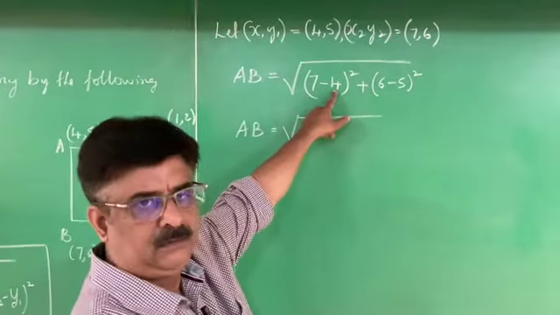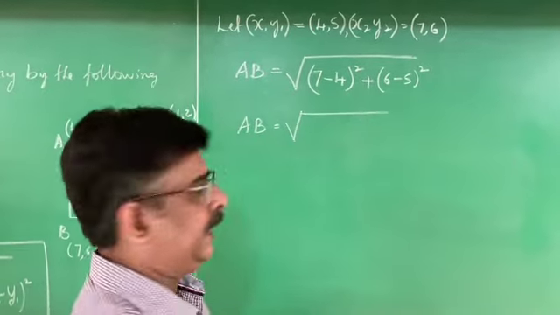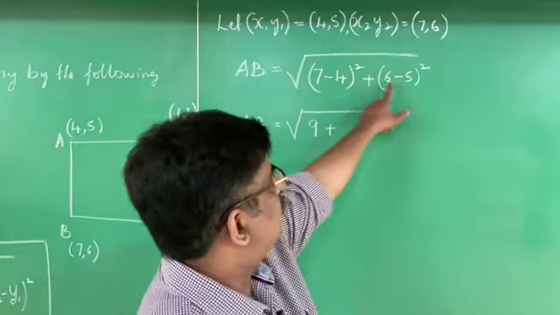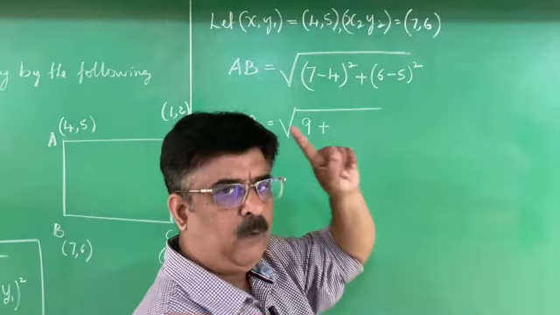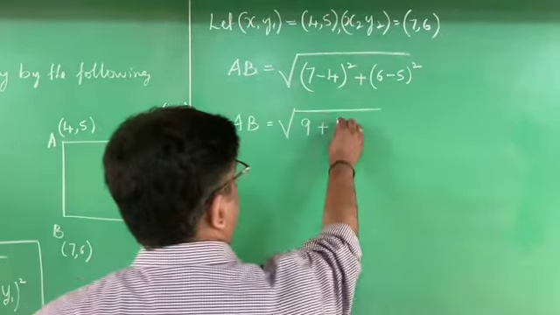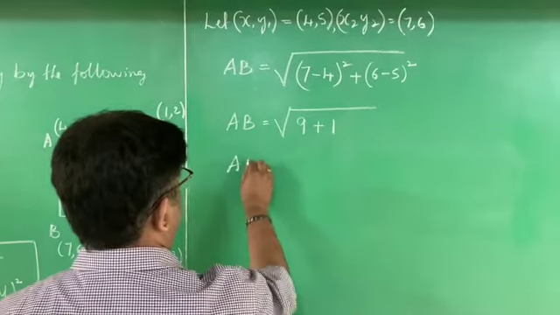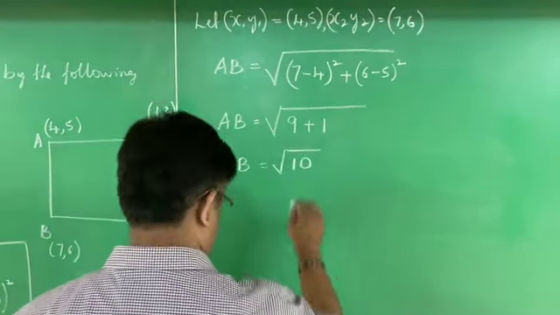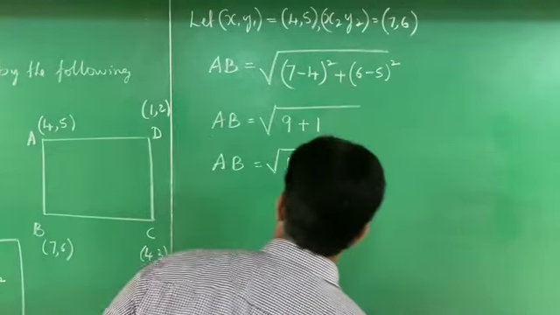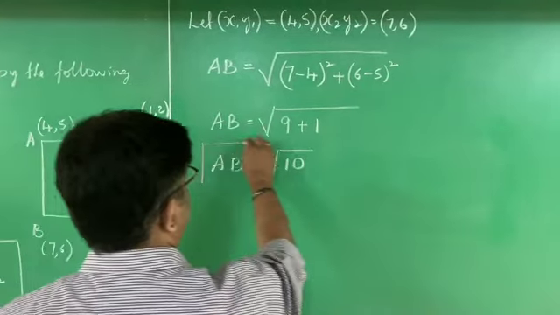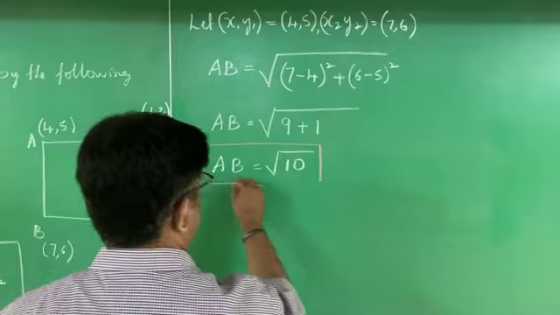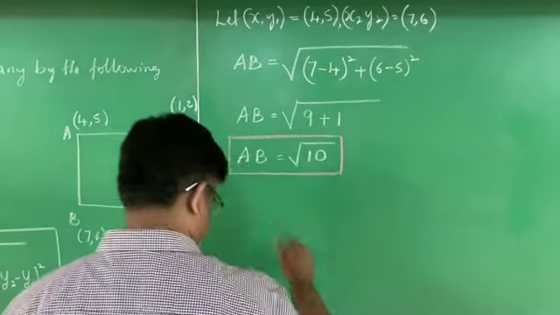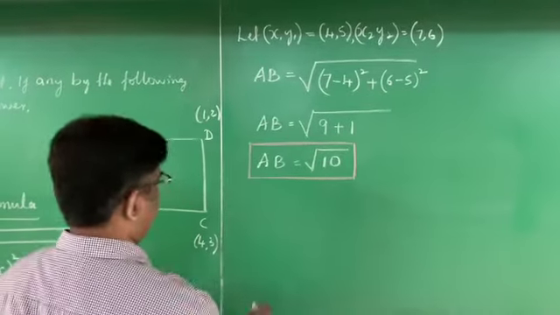7 minus 4 is 3. 3 square is 9. Plus 6 minus 5 is 1. 1 square is 1. AB is equal to root 10. That is one side of the quadrilateral. One side of the quadrilateral is root 10. That side is AB. The next side, BC.